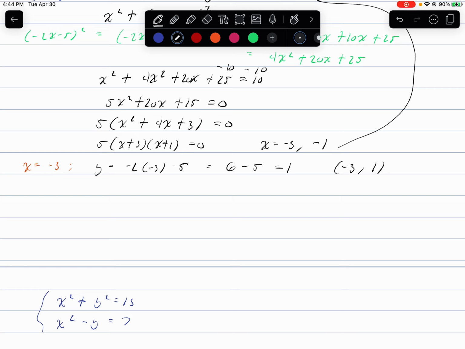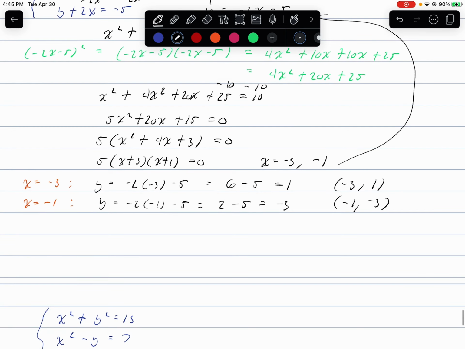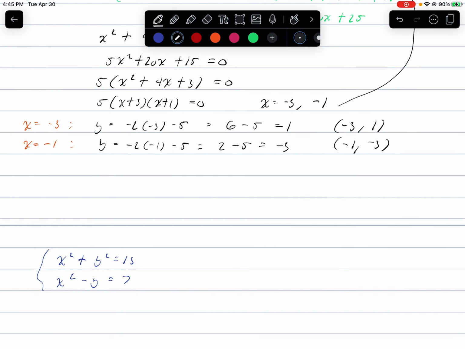Then how about x equals negative 1. Here we'll have y equals negative 2 times negative 1 minus 5. Negative 2 and negative 1 give us positive 2. So we have 2 minus 5, which gives us negative 3. So we'll have the point negative 1, negative 3. So these are our two solutions here: negative 3, 1, and negative 1, negative 3.